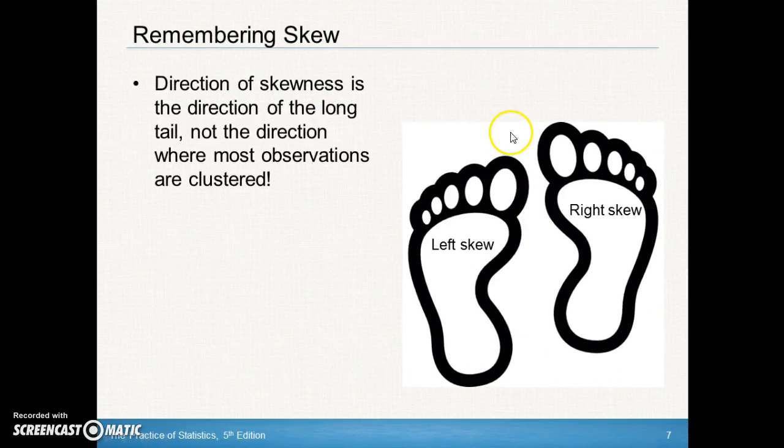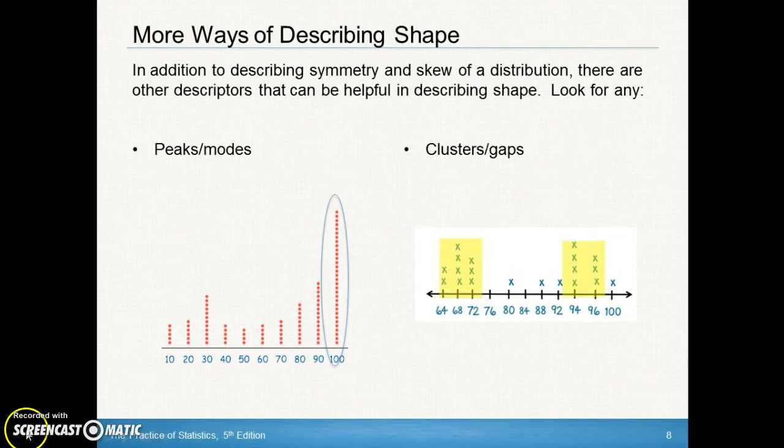A funny way to remember this is that your right foot looks like a right skewed distribution, right? Your big toe is the big cluster of values, and your other little baby toes are where the tail is. And similarly, with a graph that is left skewed, your left big toe is where the cluster of values are, and then we get our tail off to our smaller little baby toes.